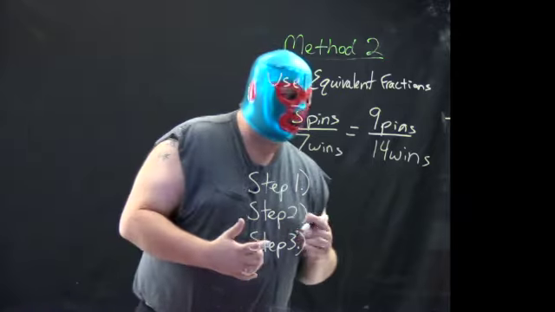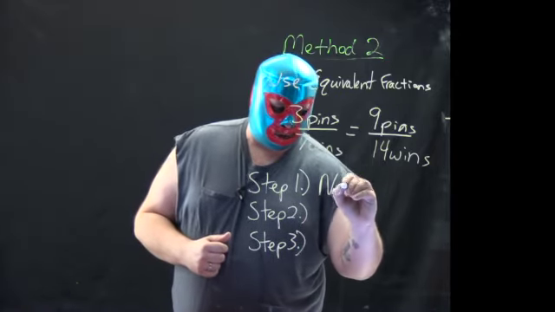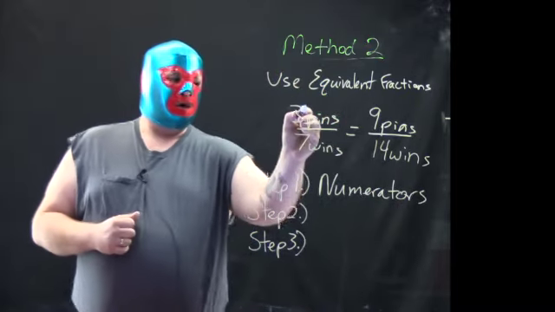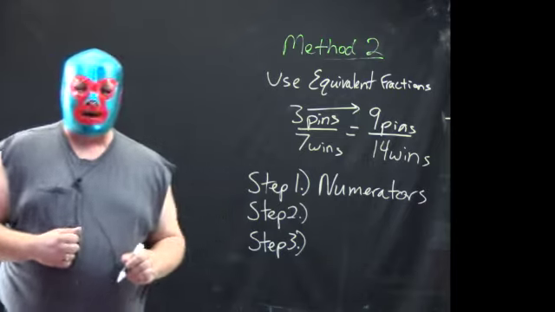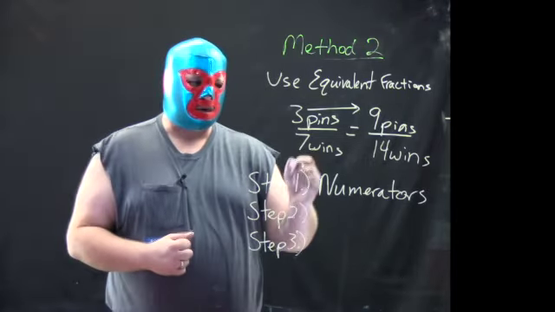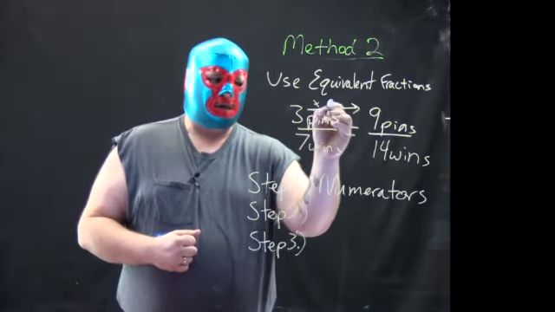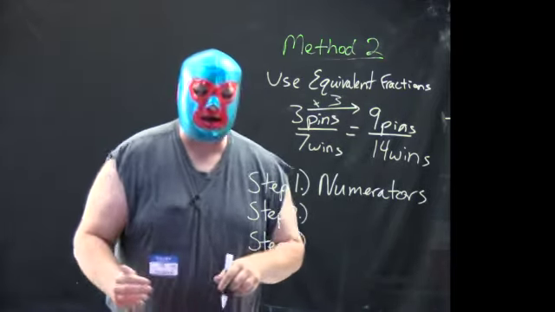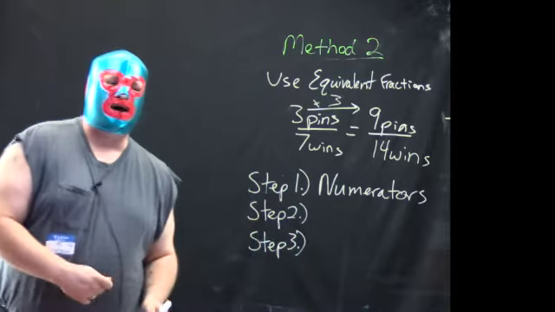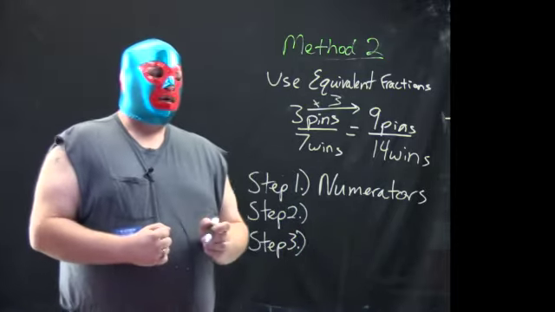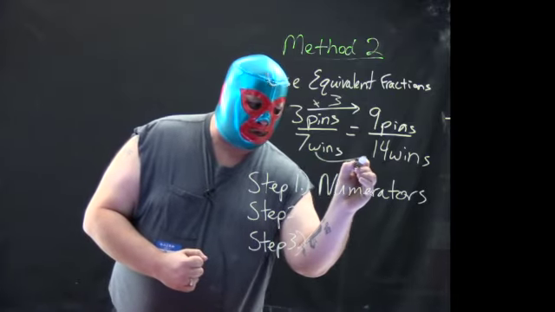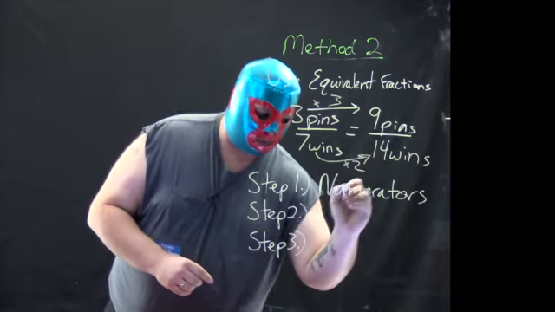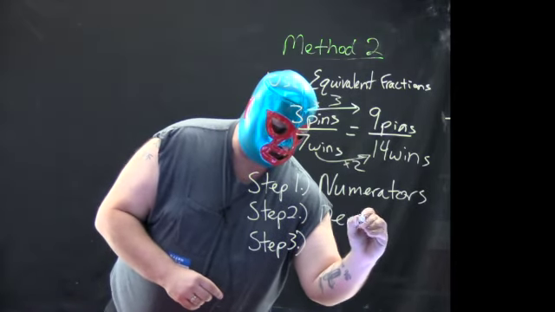So step one, we need to look at the numerators. How do we get from one numerator to the other? We go from 3 to 9. That is going up. 9 is bigger than 3, so we have to use multiplication. 3 times 3 equals 9. And remember the rule, whatever you do to the bottom, you got to do to the top. And whatever you do to the top, you got to do to the bottom. How do you get from 7 wins to 14 wins? It is times 2.